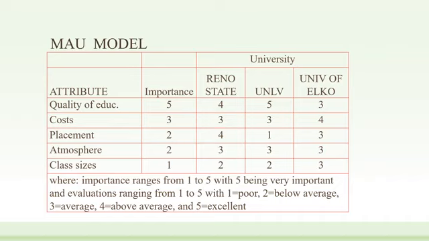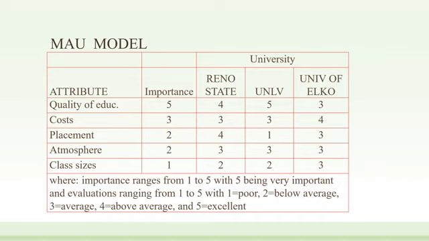So we went in and surveyed a number of parents and students and asked them what were the most important attributes in deciding which school to attend. Well, what they told us was that 5 of the most important attributes were quality of education, cost of education, placement, the atmosphere at the university, and class sizes.